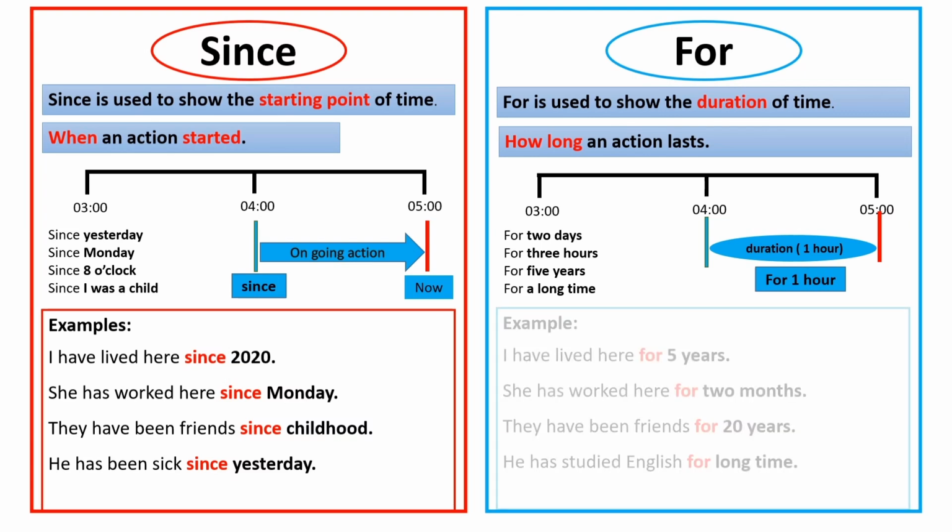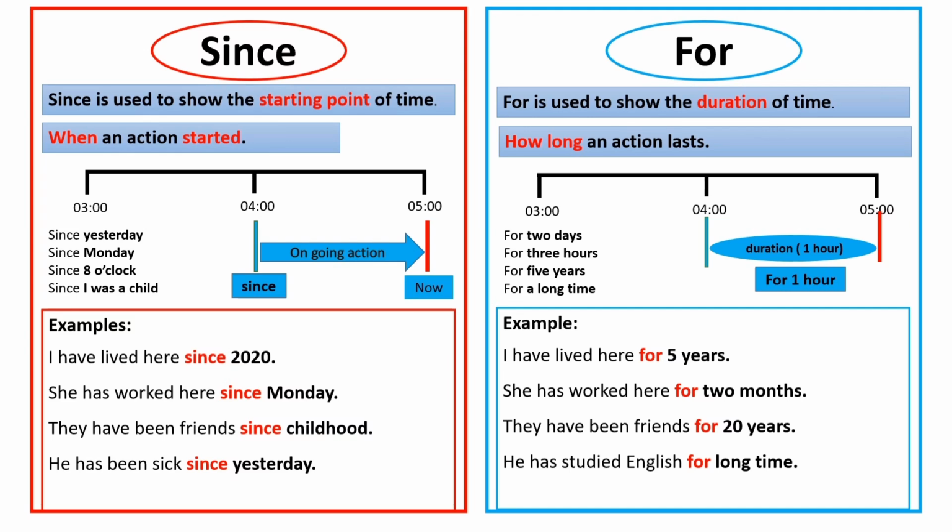So let's see some more examples. I have lived here for 5 years. You see, I have lived here for 5 years means that I have been living here for 5 years, and it's not specified when I started living here.